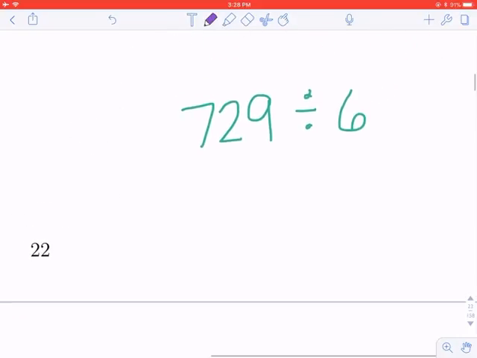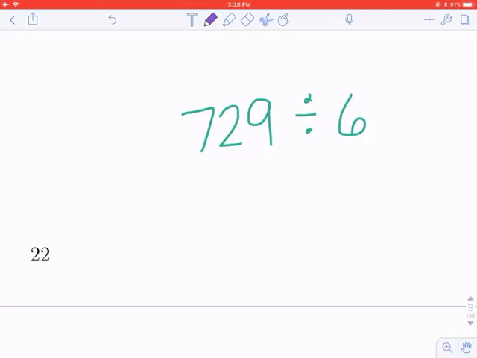I'm going to demonstrate this using the problem 729 divided by 6. The first number is called the dividend. This is the number that is being split up. The second number is called the divisor. That is how you're splitting the dividend up. And the answer that you get is called the quotient. That is the answer to a division problem. We are doing division today.